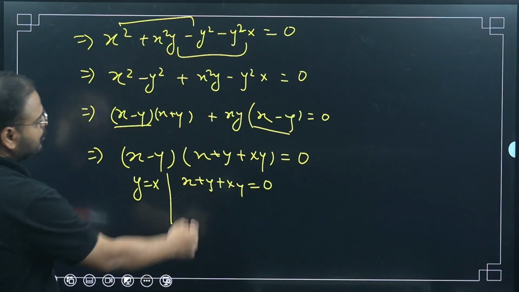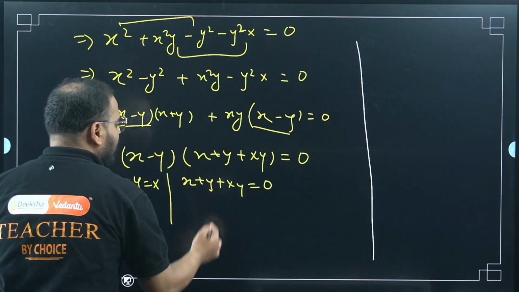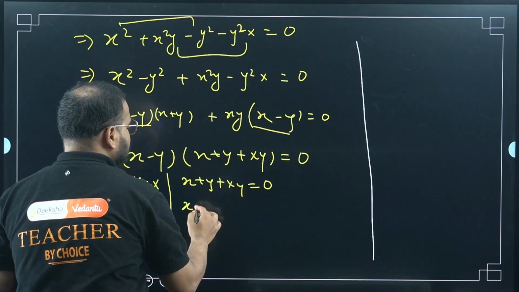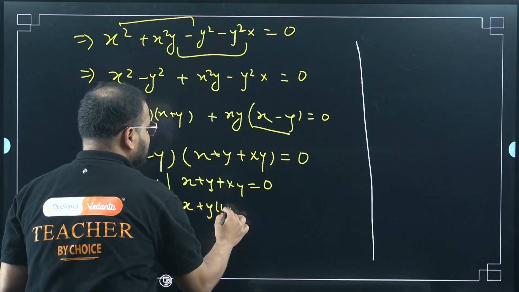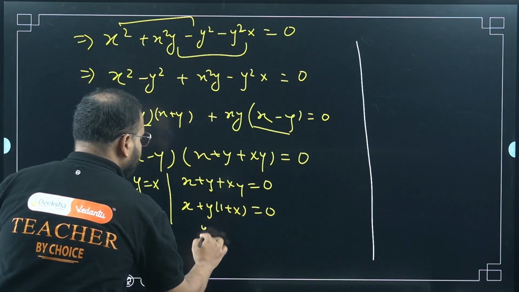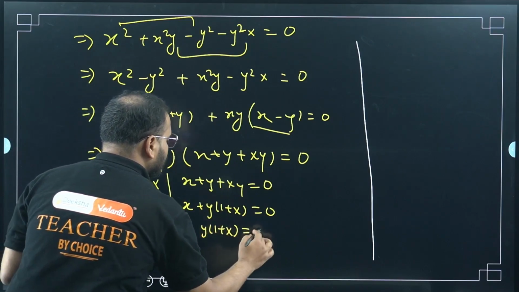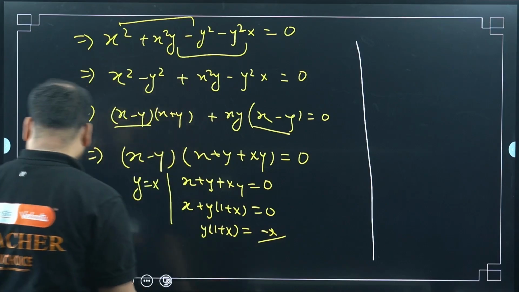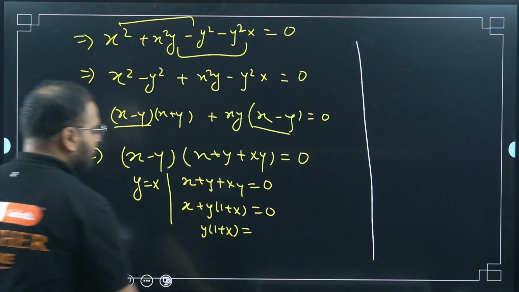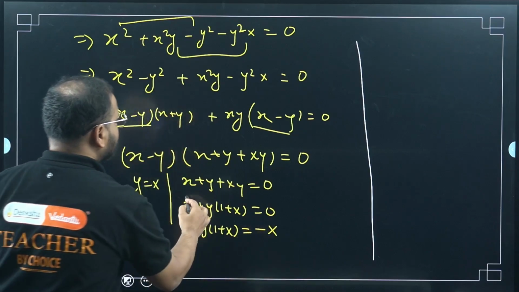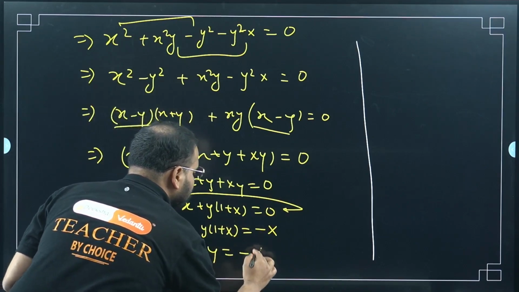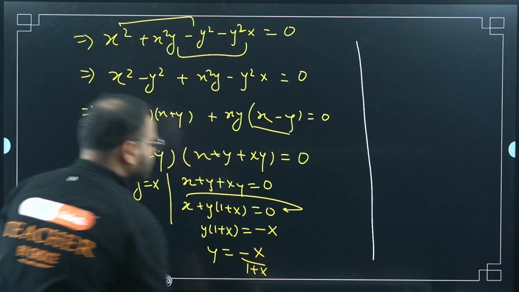So if I take the derivative of this part, what am I going to get? Let's simplify this. I'll get x plus y times 1 plus x equals 0. Correct? Now y times 1 plus x will be equal to minus x. Please check here. Why minus x? Because I'm bringing this x to this side. Now I'll write this as y equals minus x upon 1 plus x.